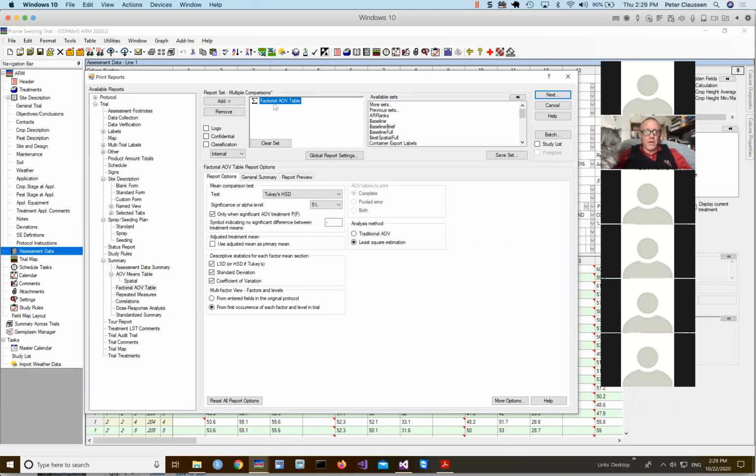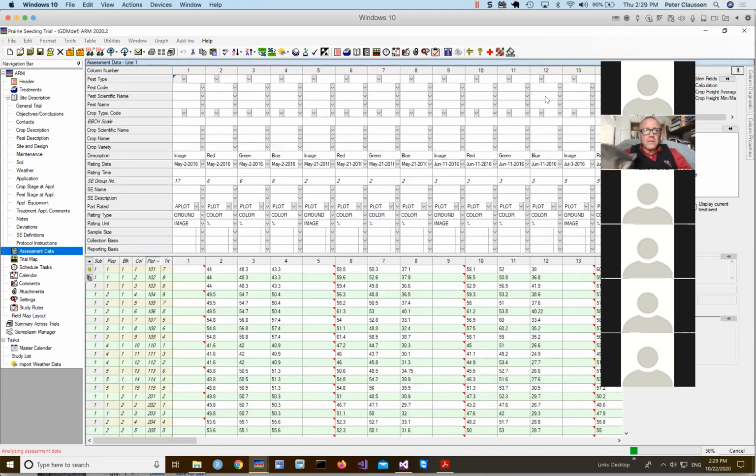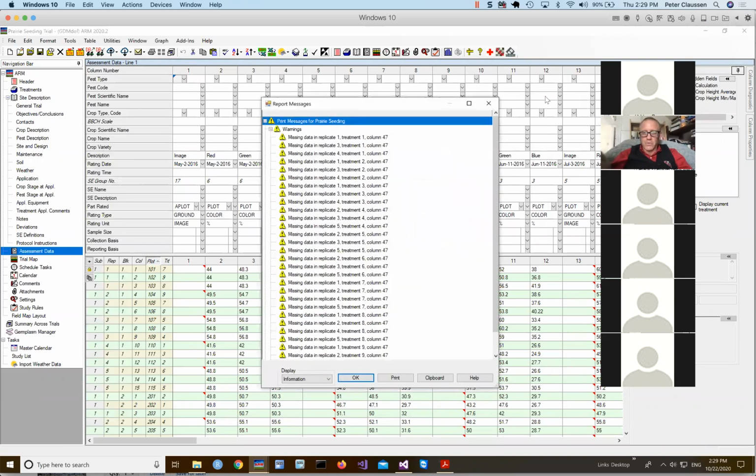We have our factorial AOV table, and we're going to go ahead and let's see, did I not? I have to go make that change. I don't want to do all of them.